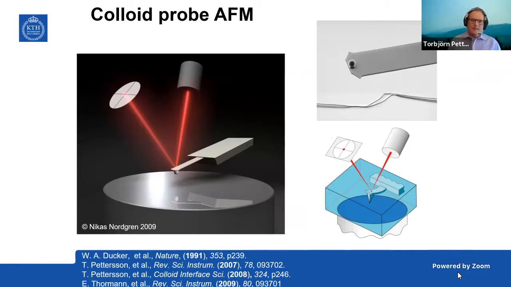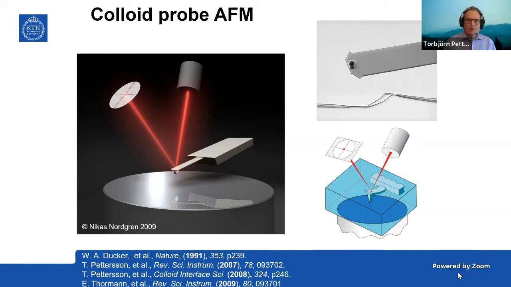To get a better understanding of different materials, we normally put a spherical particle onto the cantilever. We glue it with two-component glue or heat melting glue. This type of measurement is called colloidal probe AFM, and was introduced by William Ducker in 1991 and has been used since then. And we use it a lot.